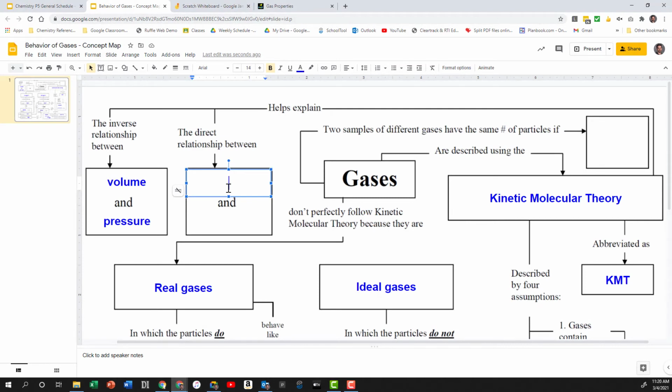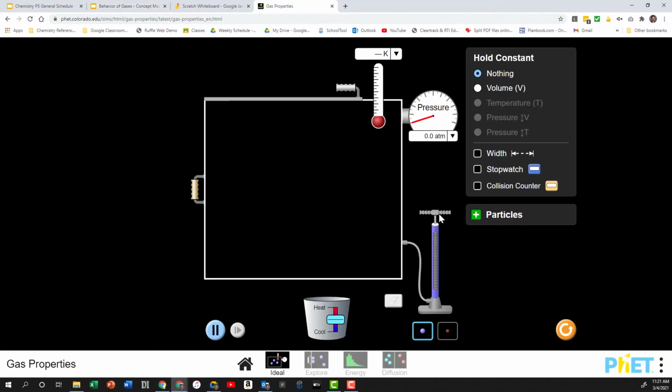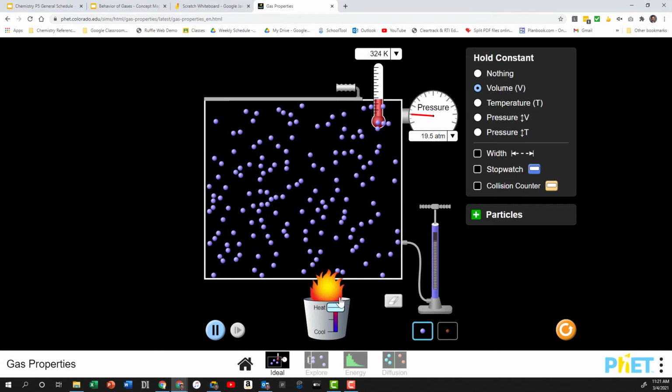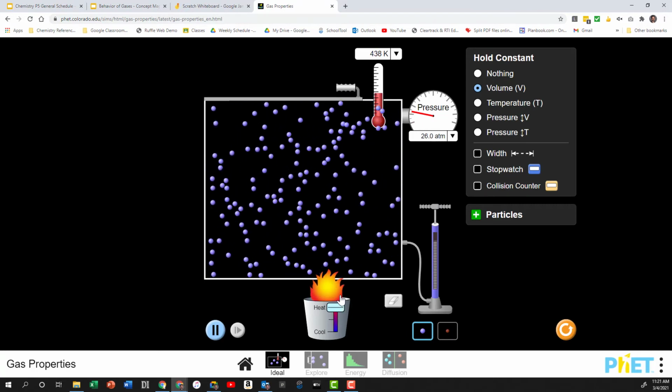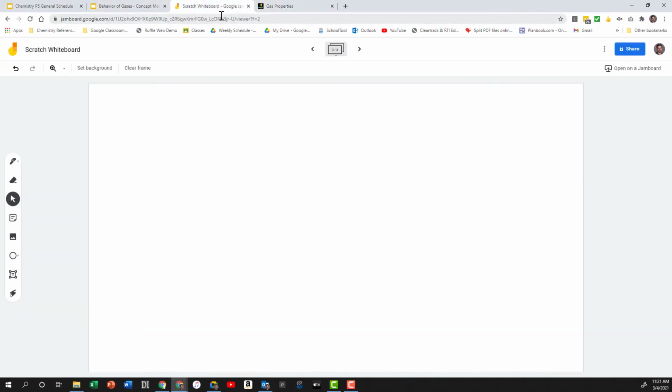The direct relationship is between temperature and pressure. So if I increase the temperature, the pressure will go up as well. So let's put a couple of these in here. I'm going to increase the temperature, and you will see the pressure starts to climb. All right, so that's a direct relationship. And the graph for that would look like this. As we increase the temperature, the pressure goes up, and that is a straight line.